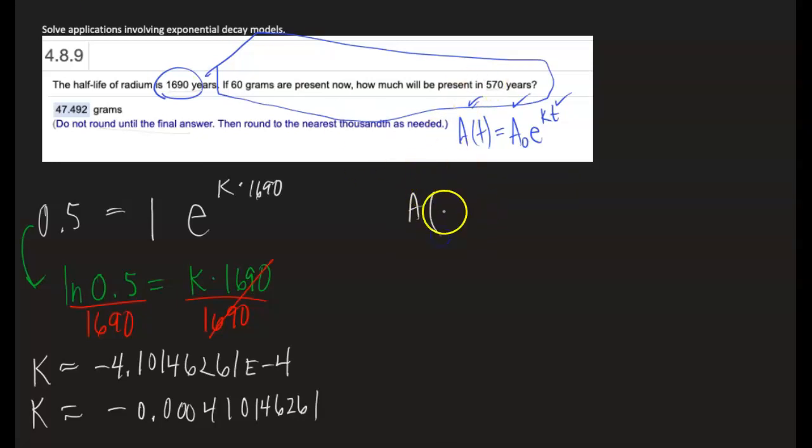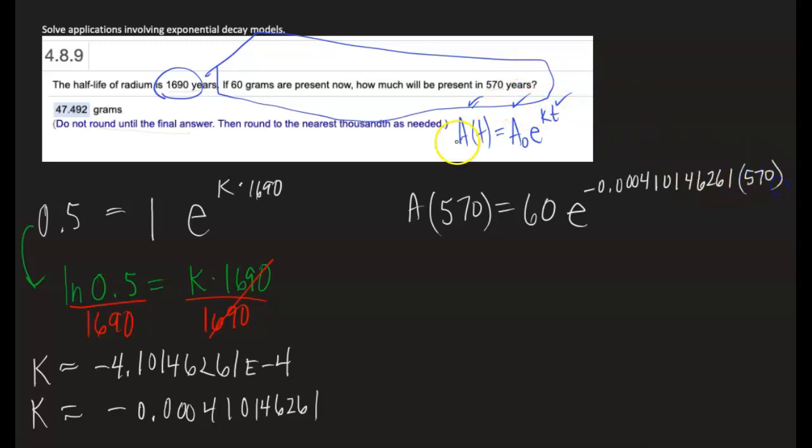All right, so again, I don't know this output, but I do know that it's going to take 570 years. 60 grams are present right now. I do have this value of K, which I need to keep all of those digits for accuracy, or just refer to it as previous answer in my calculator. And again, I know the time is 570. So this one's a little bit more straightforward because I have the input. I can just type this exact expression into my calculator and then round to the thousandths place.